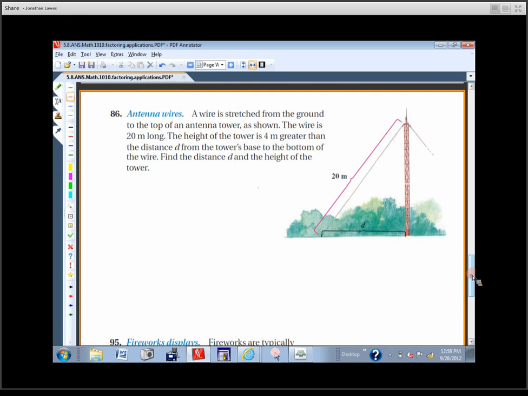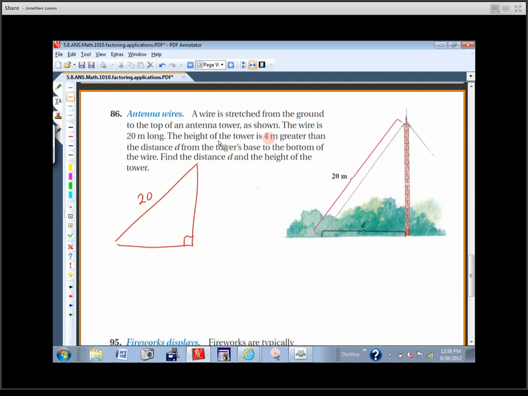Why? This is easy geometry though, right? Still geometry. It's a right triangle, right? I know this is 20.